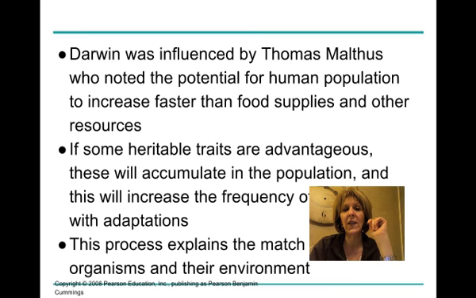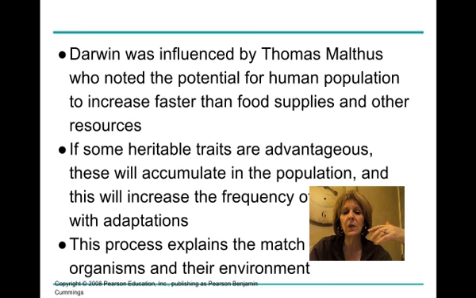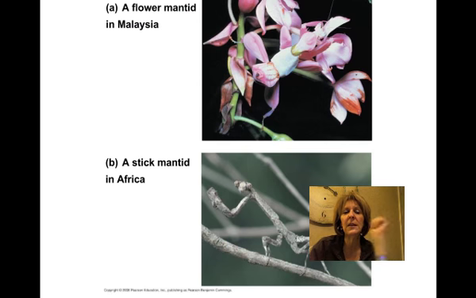We've already talked about the fact that Darwin was influenced by a guy named Thomas Malthus, who wrote a book about how human populations increase faster than the food supply and other resources, and that was something that influenced his thinking. So this idea of natural selection, as we've talked about, is the driving force of evolution, and is the reason behind the rise of new species.